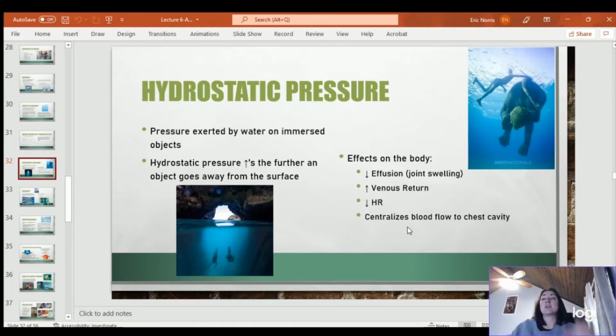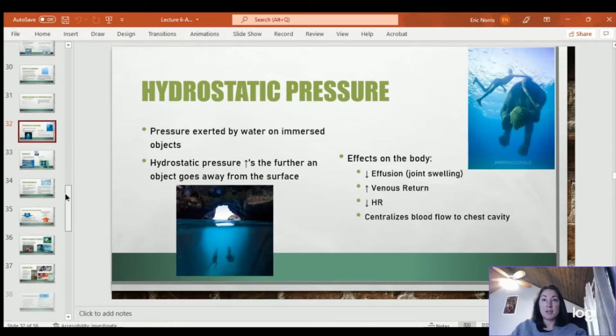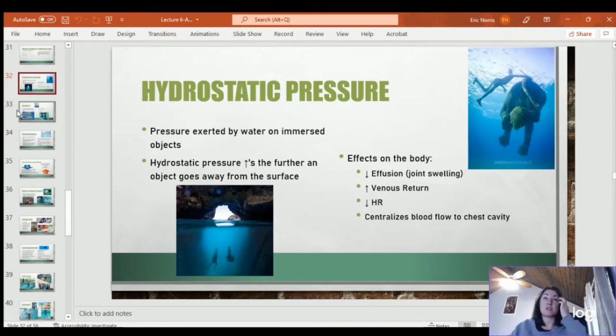And if you go down too quickly and come back up too quickly, there is kind of a shift in your hydrogen within the body, and that can be a little bit dangerous as well. So you have to be careful how quickly you go down and up if you're like a deep sea diver or something like that.